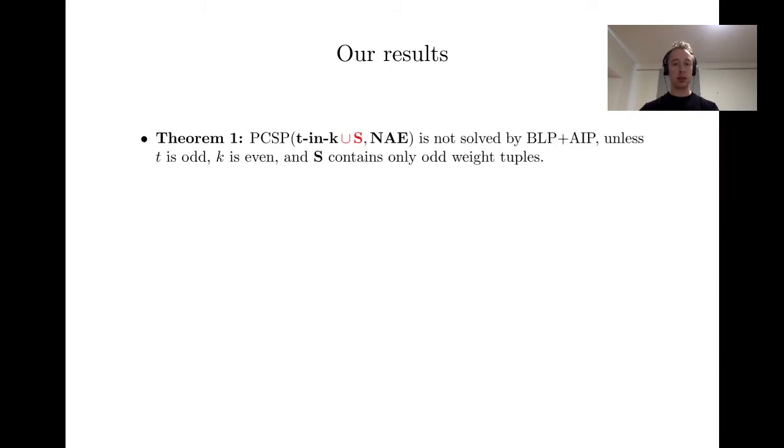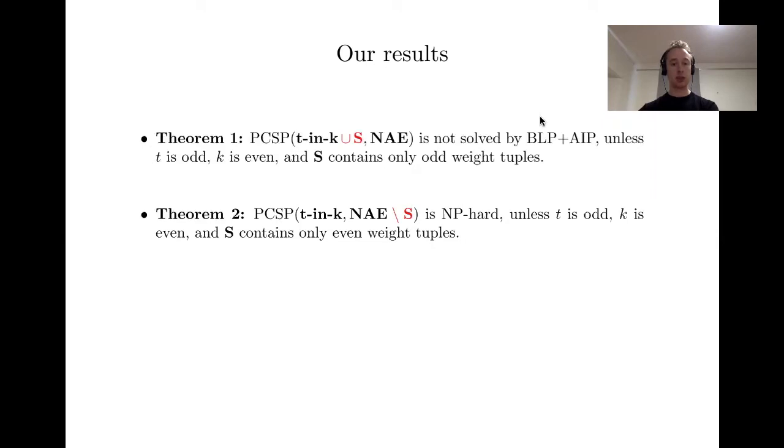Our first result is that when adding tuples to T and K, we get PCSPs that are not solved by the strongest PCSP algorithm known, called BLP plus AIP, unless the PCSP satisfies some parity constraint and is tractable for some simple reason. Our second result is even stronger and gives NP hardness for PCSPs obtained by removing a set of tuples from NAE, unless, again, a parity constraint is satisfied and the PCSP is tractable for a simple reason. The proofs of these two results rely heavily on polymorphisms, and we'll spend the rest of the presentation outlining the proofs.